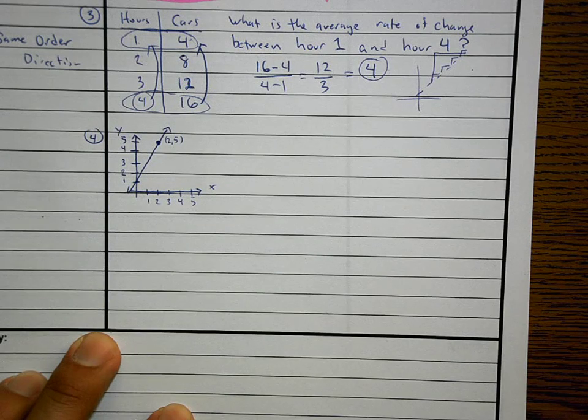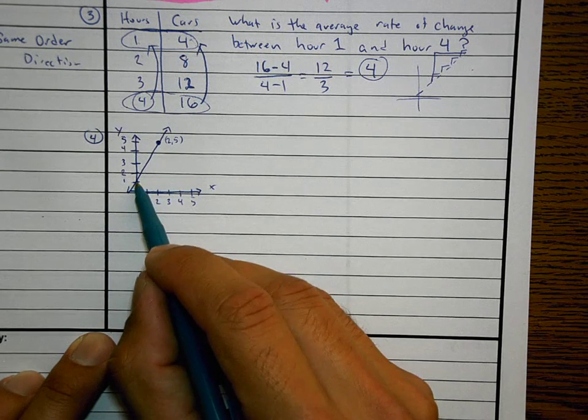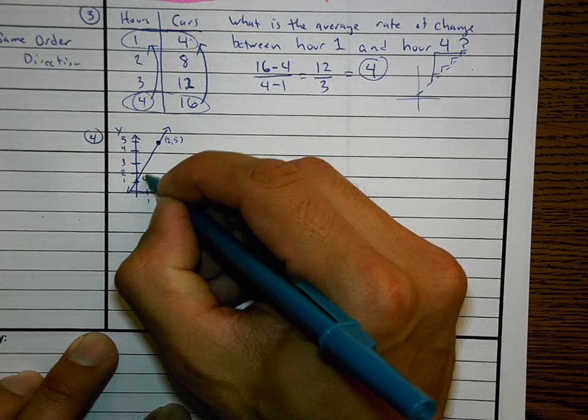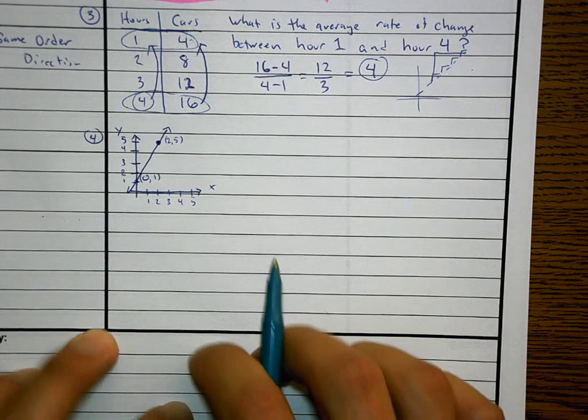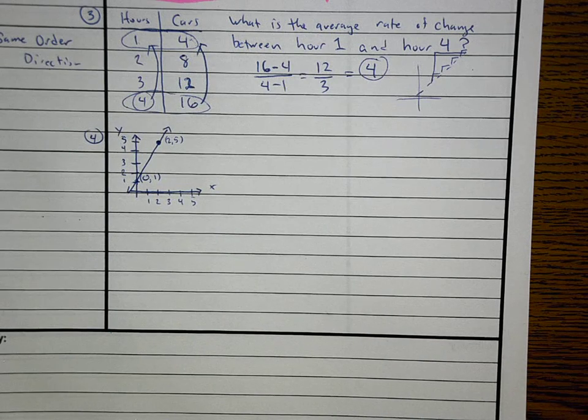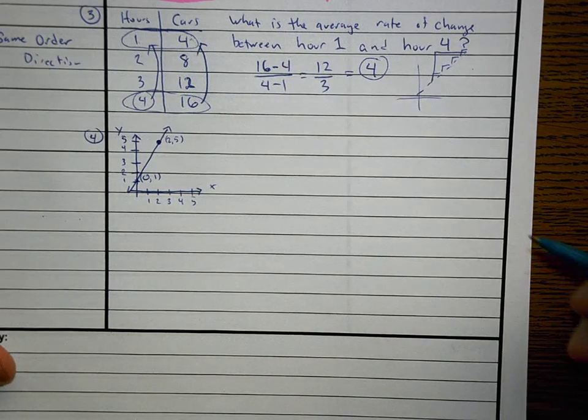What else do I know? I know that this is going through the point 0, 1. So I'll label those points, even though on your worksheet it won't be labeled. And if I asked you to find the average rate of change, or if I asked you to find the slope, I'm asking you to find the same thing. So let's find the slope.